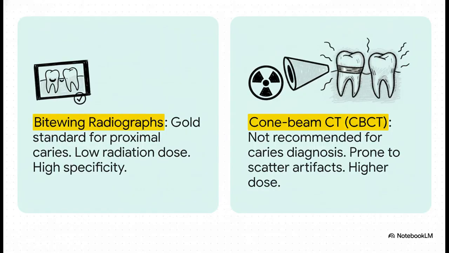And this brings up a crucial point. You have to choose the right tool for the job. For finding cavities between the teeth, the Bitewing radiograph is the undisputed king. It's the gold standard. It's cheap, it's a low dose of radiation, and it's really good at what it does. Now, you might be tempted to use a fancy CBCT, but for this specific task, it's actually a terrible choice. It's not recommended. It creates all these scatter artifacts, especially around fillings. It's not as sharp for catching those tiny early lesions, and it's way higher radiation dose for the patient.